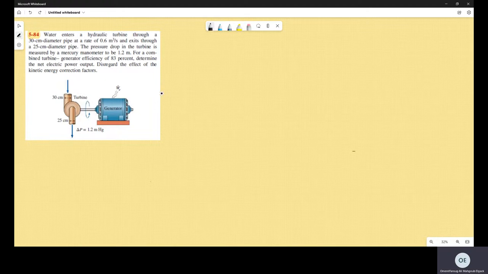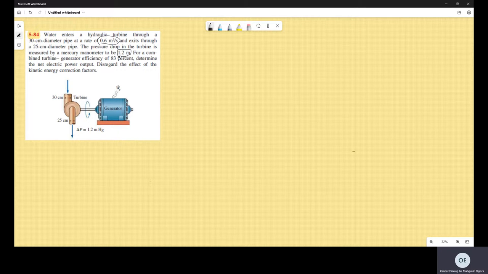Here it says that water enters a hydraulic turbine through a 30 centimeter diameter pipe. Okay, this is the inlet of the turbine. The diameter is 30 centimeter. And this is the flow rate, 0.6 meter cubed per second. And the exit is 25 centimeter in diameter here. The pressure drop in the turbine is measured by a mercury manometer to be 1.2 meter.